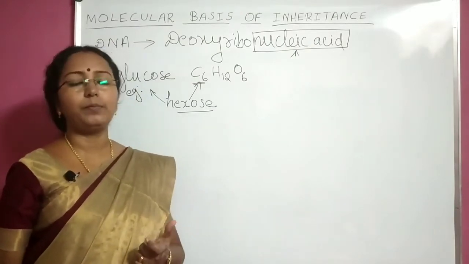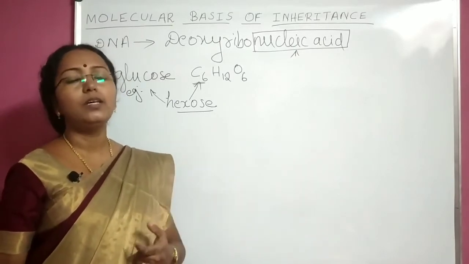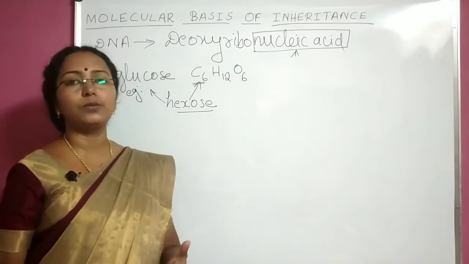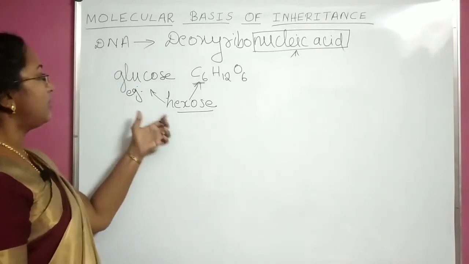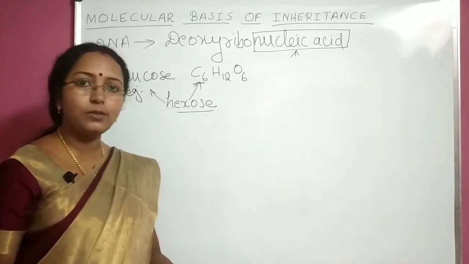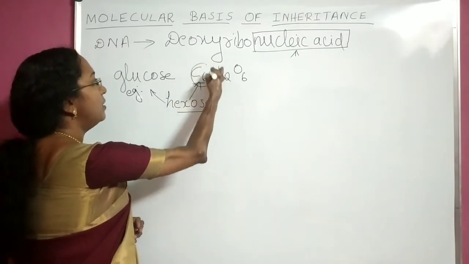Fructose is another example. That fructose is also having 6 carbon atoms. But the arrangement of H and OH molecules is different. But still that is a hexose. So glucose is a hexose molecule. Fructose is hexose. Why am I calling that hexose? It is all because it is having 6 carbon atoms.